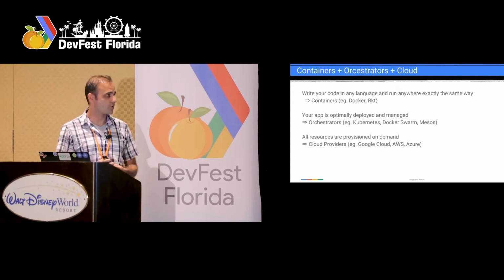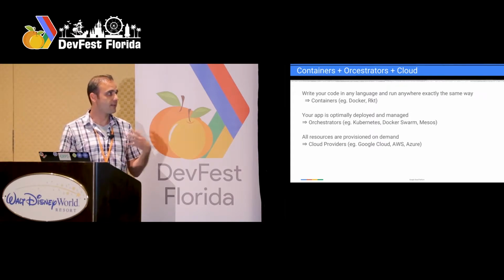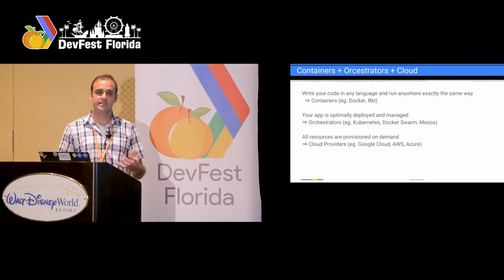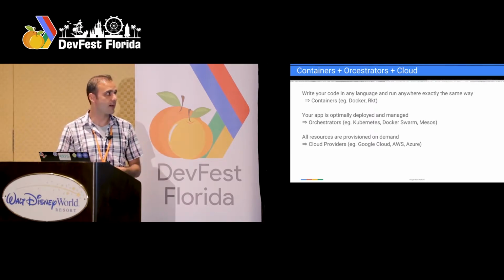And lastly, all resources are provisioned on demand. For me, that's the whole point of cloud. So with Google Cloud, AWS, Azure, you are basically getting infrastructure on demand and things scale up and down elastically. So you don't have to worry about capacity and you don't have to worry about machines anymore. So I think we're in a good shape.